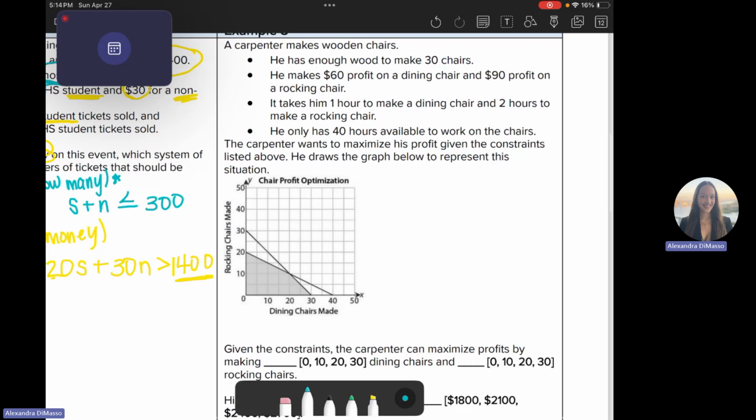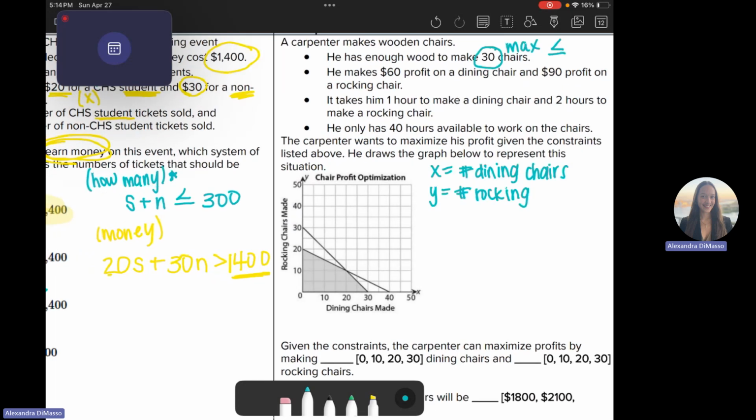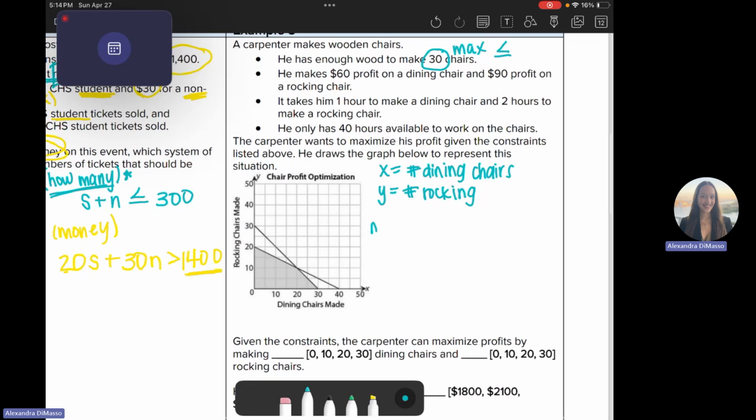So my first one, remember, is all about the how many always. So for my how many, okay, if I were to add both the dining chairs and the rocking chairs, X and Y, it would have to be less than or equal to 30. Okay, so we're talking about how many can we make.